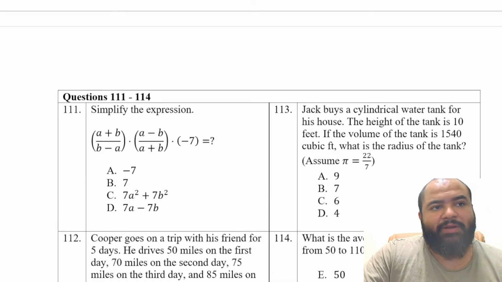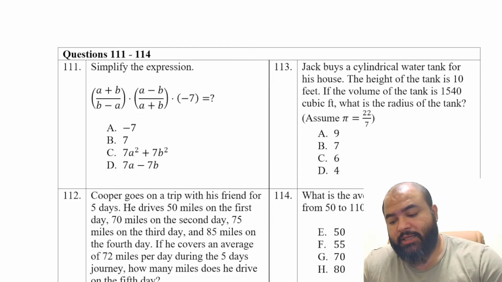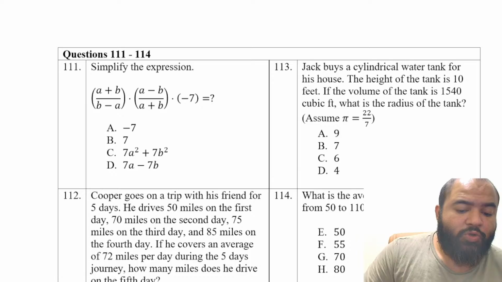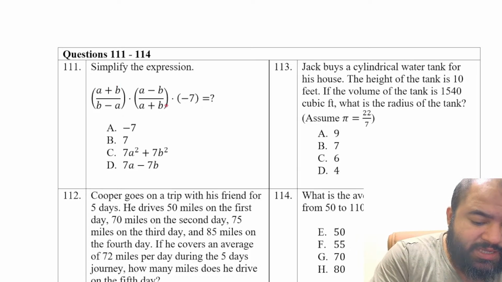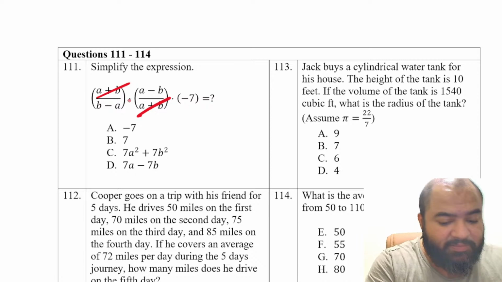I'm going to do 111 and then I'm going to be done for the day. Take a look at 111. I'm going to show you one simple idea. So you see a plus b and a plus b, it will just cancel out, because remember, it's a multiplication.